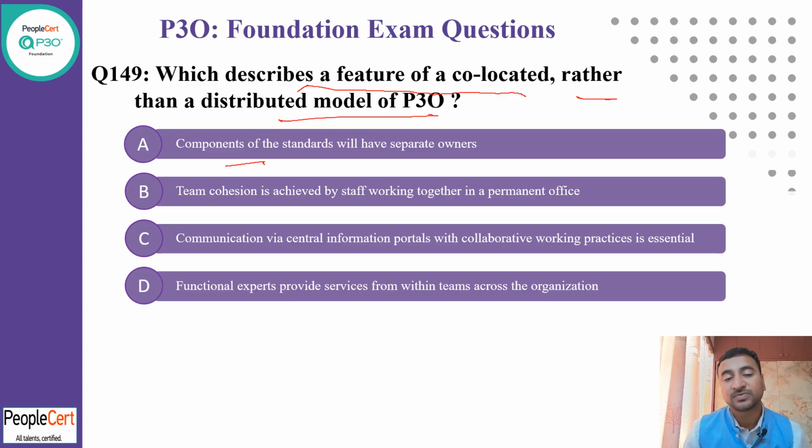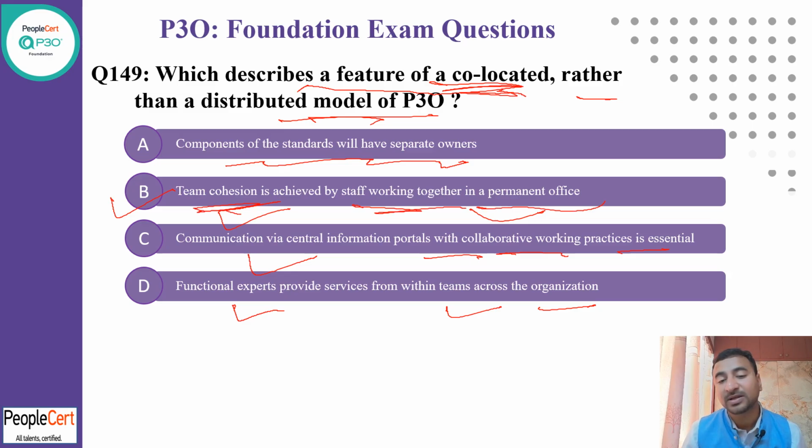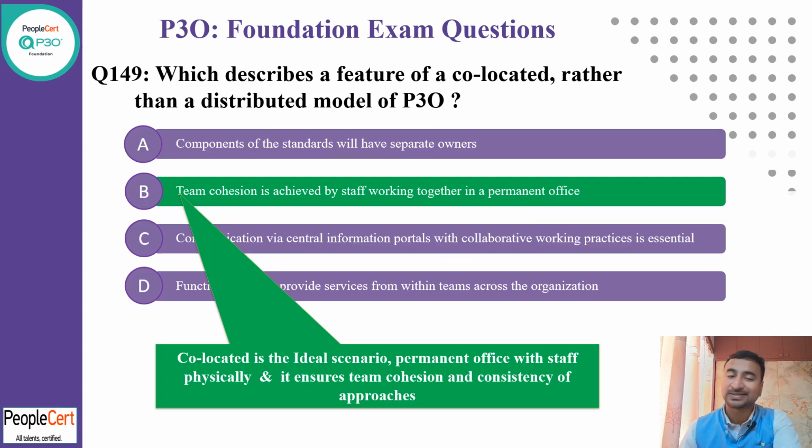Question number 149, which describes a feature of a co-located rather than distributed model? Corporate components of the standards will have a separate owner. Team cohesion is achieved by staff working together as a permanent office. Communicate via central information portal. Collaborative working practices. And D, functional experts provide services from within teams across the organization. So they ask co-located rather than distributed. So B, team cohesion is achieved by staff working together in a permanent office. It's a centralized one. So B is the correct answer. The rest is a distributed function.